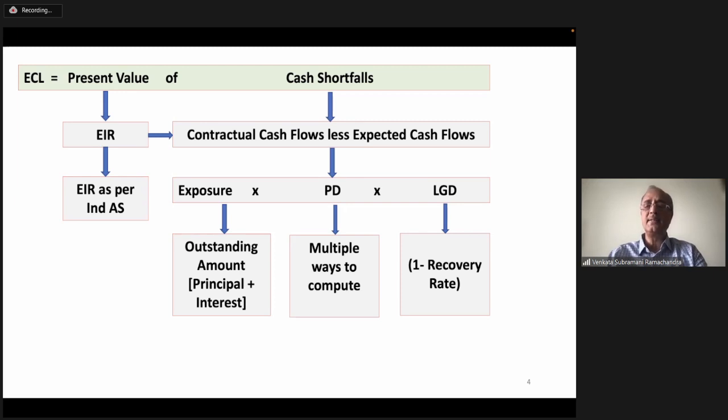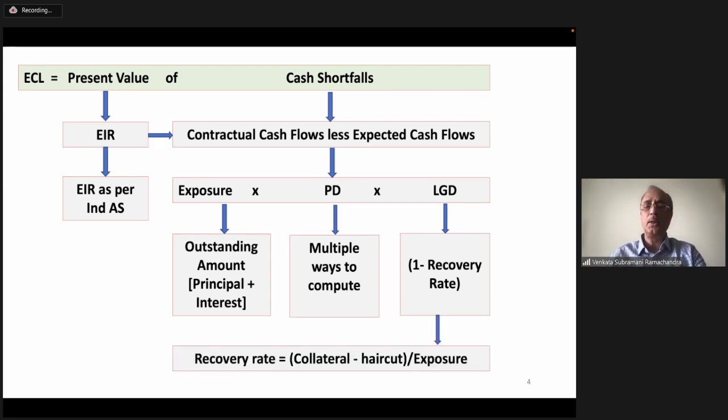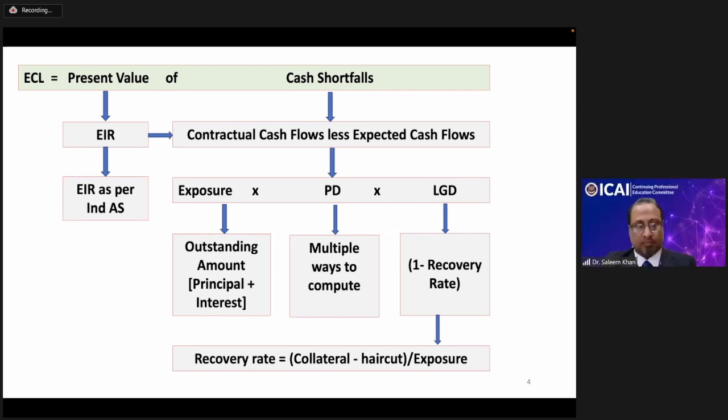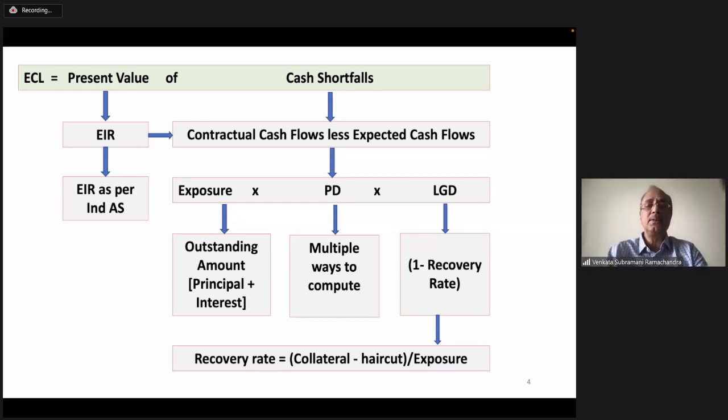So 1 minus that recovery rate is your loss given default. Recovery rate is calculated as the collateral minus haircut. Depending upon the nature of the collateral, for example, if it is gold, then probably the haircut will be only 5% or 10%. But on the other hand, if it is land and buildings, then the haircut could be as high as 40%. And if it is equity shares, it may be 50%.